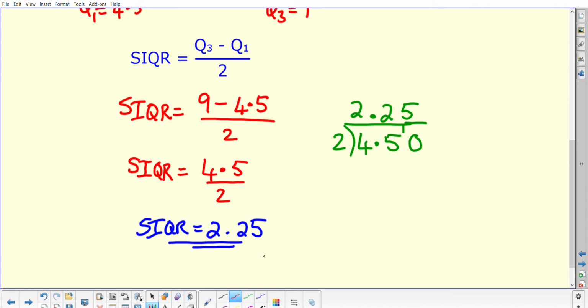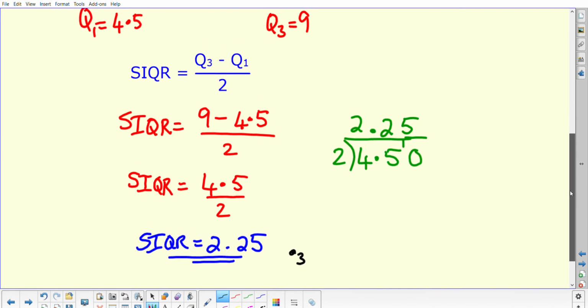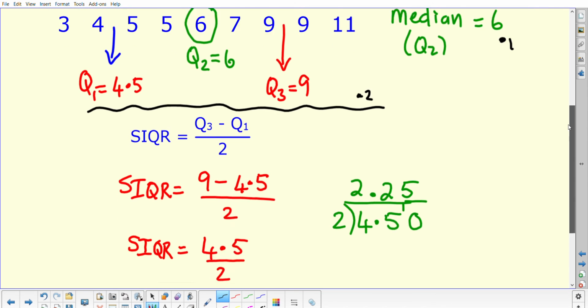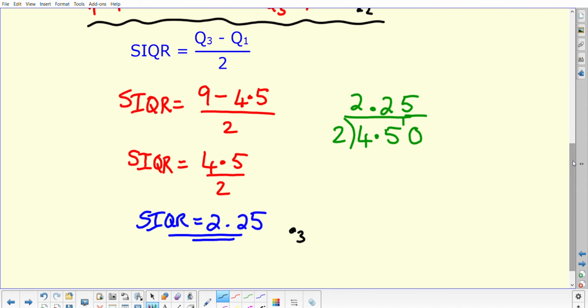That would actually be the third mark in the question. The first mark was for the median. Our second mark is for both Q1 and Q3. And then your third mark is for working out the semi-interquartile range. You should show the working here, even if you don't state the formula. You do need to know it, because it won't be given in the formula list.